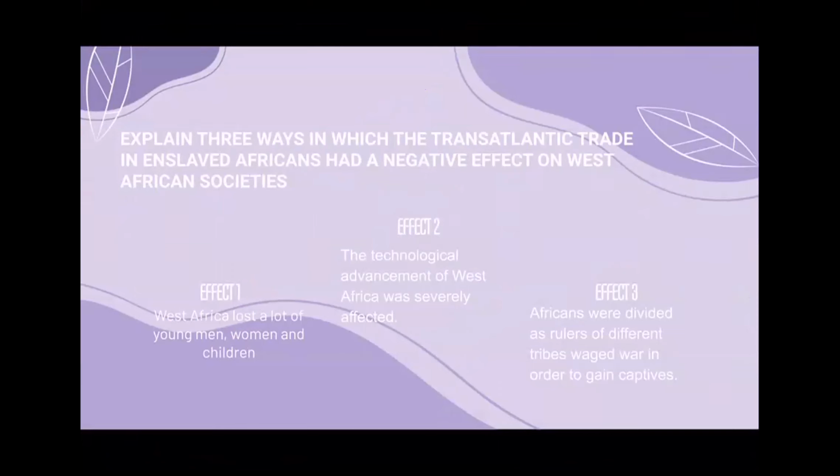Explain three ways in which the transatlantic trade in enslaved Africans had a negative effect on West African societies. Effect 1, West Africa lost a lot of young men, women, and children. Effect 2, the technological advancements of West Africa were severely affected. And effect 3, Africans were divided as rulers of different tribes waged war in order to gain captives.